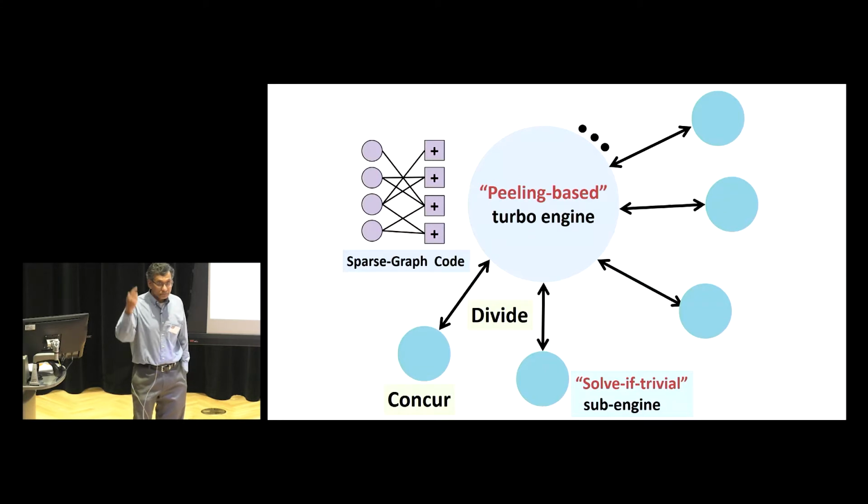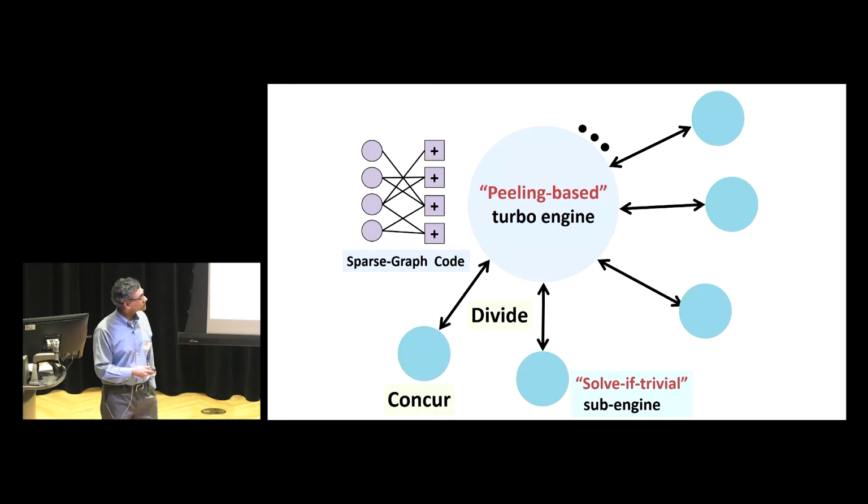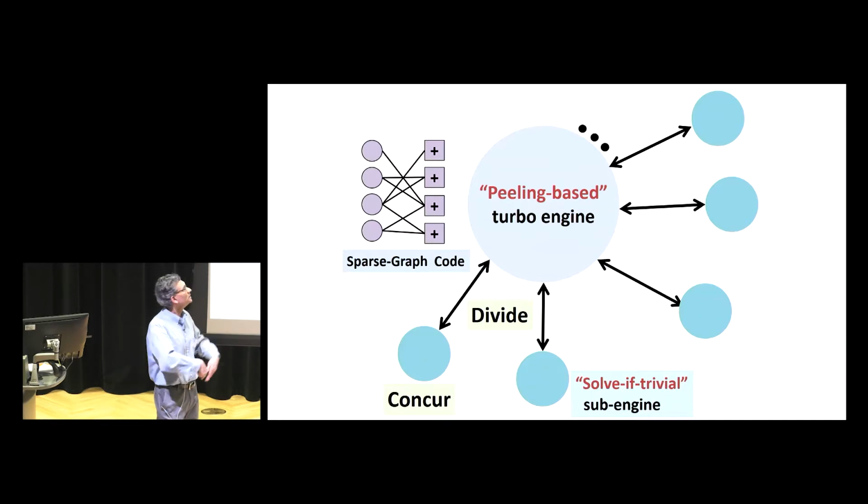OK, so taking a step back, what we have shown is that there is this peeling-based turbo engine, and there is a sparse graph code that is dispersing these coefficients or values, or these sparse objects. And the individual guys are just identifying whether I have an easy problem or not, solving it if they can, and returning it back to the main engine. If you cannot, you say, I can't deal with this. If you can, you do it. And that's how the peeling works. So it's a solve with trivial sub-engine.